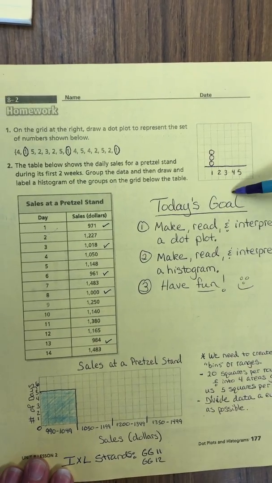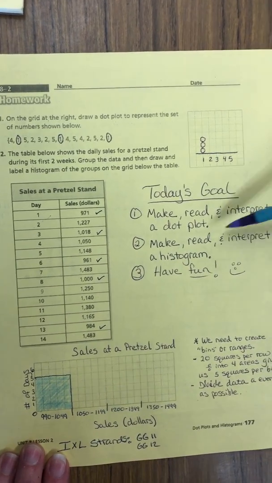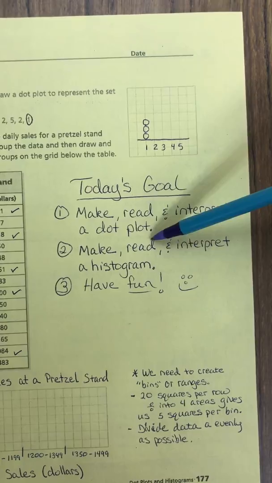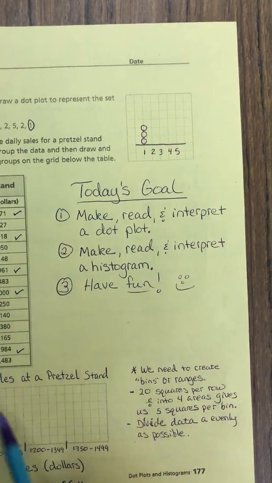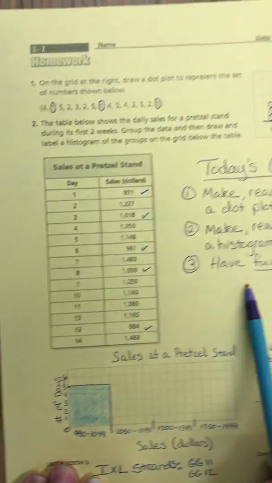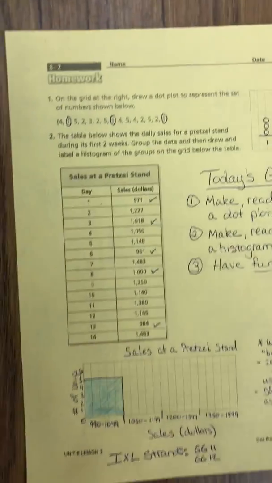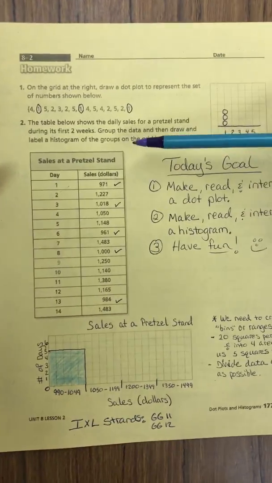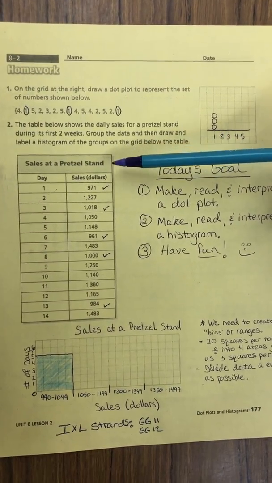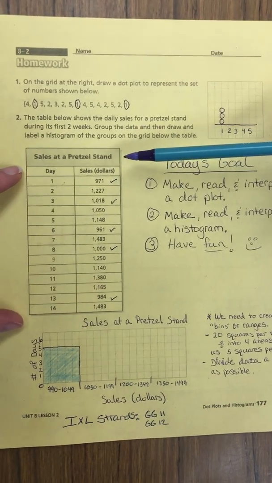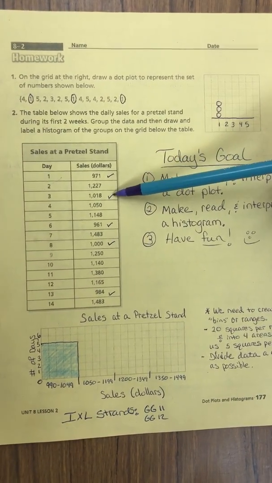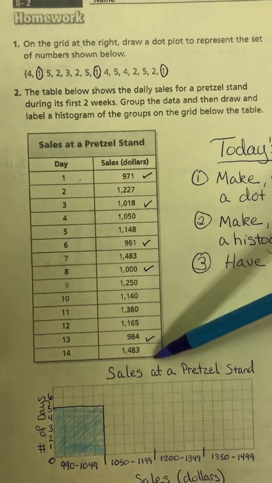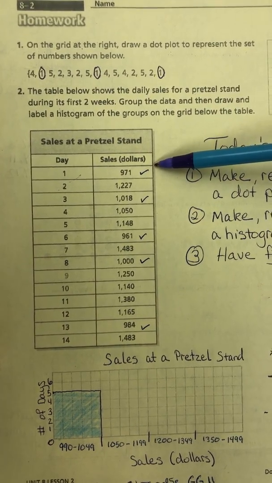But today's goal: make, read, and interpret a dot plot right up here, and make, read, and interpret a histogram, which is the rest of this. And of course, have fun. All right, so we have a table that shows the sales for a pretzel stand in 14 days. These are the sales in dollars. So we have a wide range of data here, okay?